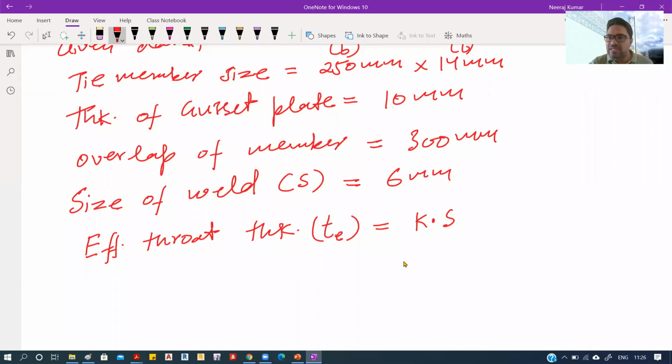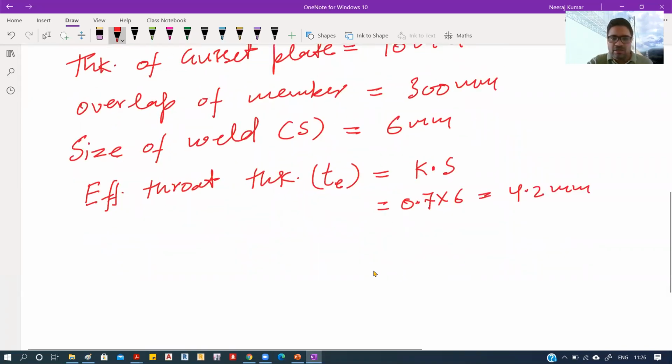And until it is mentioned that the angle is more than 90 or less than 90, we generally consider 90 degrees. And for 90 degrees, the value of K is 0.7. So 0.7 into the size of weld as 6. So this becomes 4.2 mm. So throat thickness we have calculated.